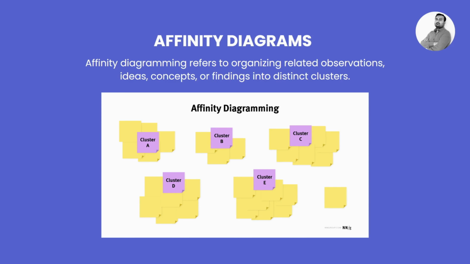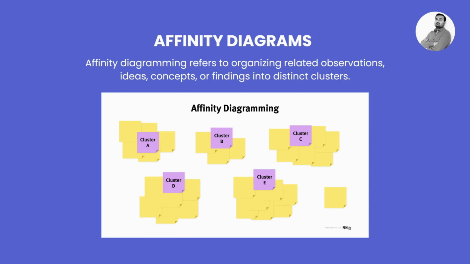So let's have a look at the definition of affinity diagrams given by NNG Group. NNG Group is one of the most prestigious organizations for UX design. What they say is, affinity diagram refers to organizing related observations, ideas, concepts, or findings into distinct clusters. Like I said earlier, we have gathered a lot of information and we need to process it, and affinity diagrams help us to organize similar ideas, concepts, and relationships and patterns between that information.